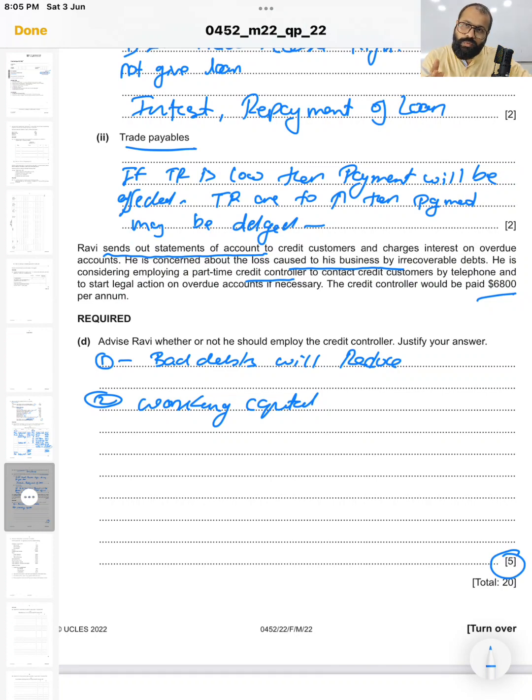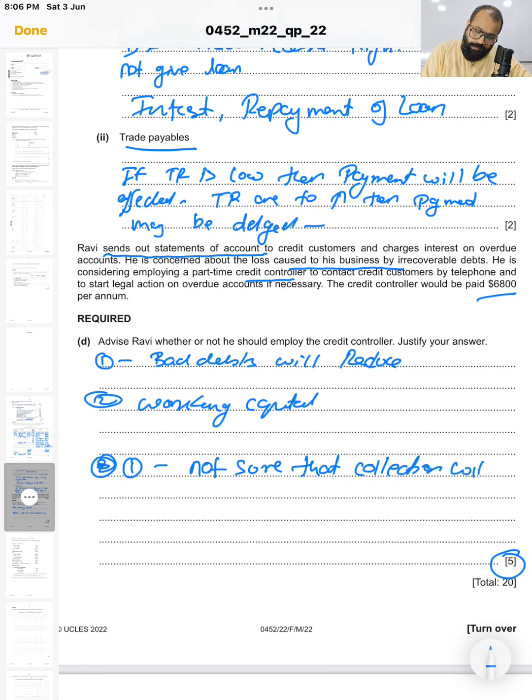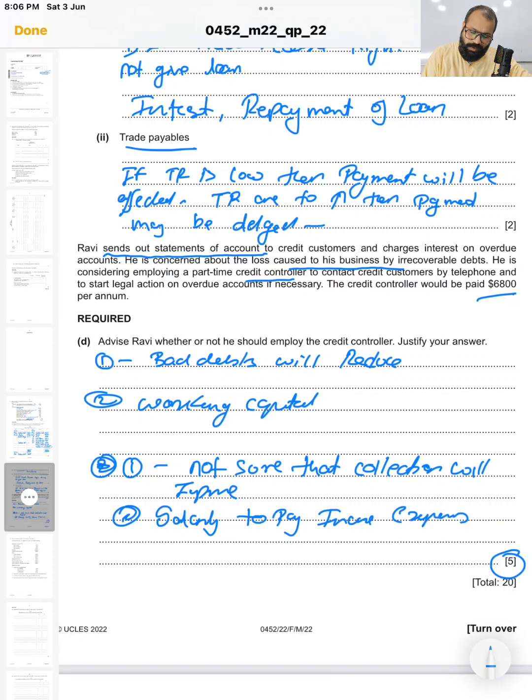Now let me discuss 2 points against. Okay, negative point. First point is, since he is charging, it is not necessary that after employing him he may receive. It may happen that customers will not pay. So not sure that the collection will improve. And second is, the salary to pay may increase his expense. Okay, and then 1 recommendation.